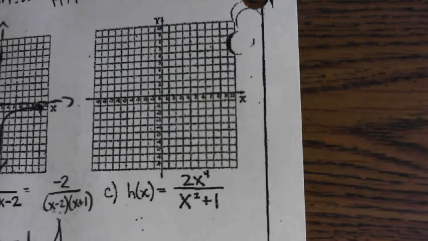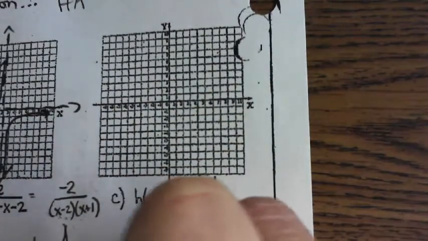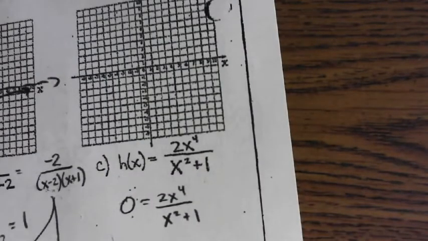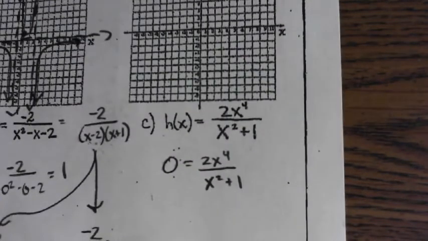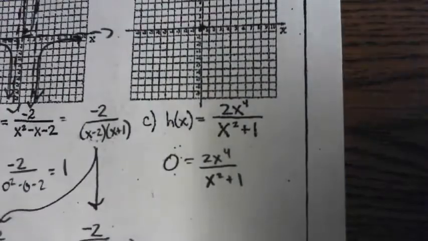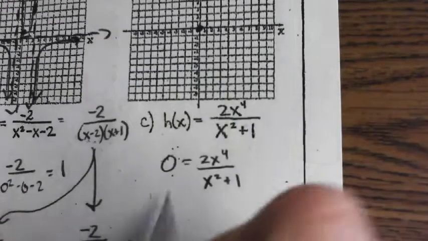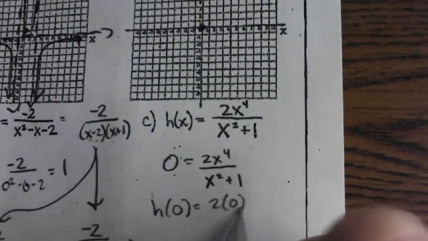X-intercept. We'll set y equal to 0. So that's this whole thing equals 0. When will this equal 0? What makes a fraction equal 0? When the numerator is 0. And the numerator will be 0 when x is 0, right? So our x-intercept is 0. Our y-intercept, when x is 0, will also be 0.